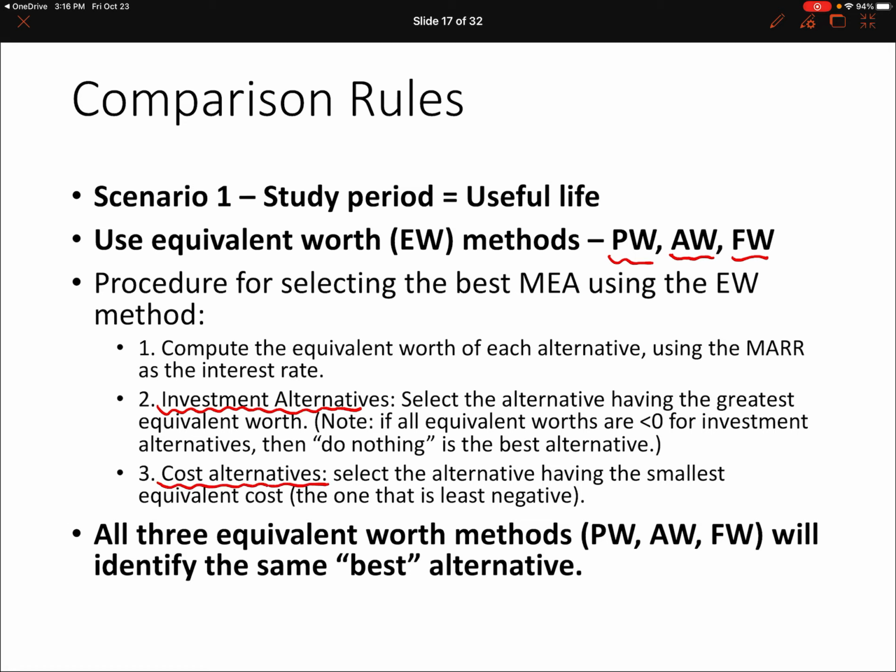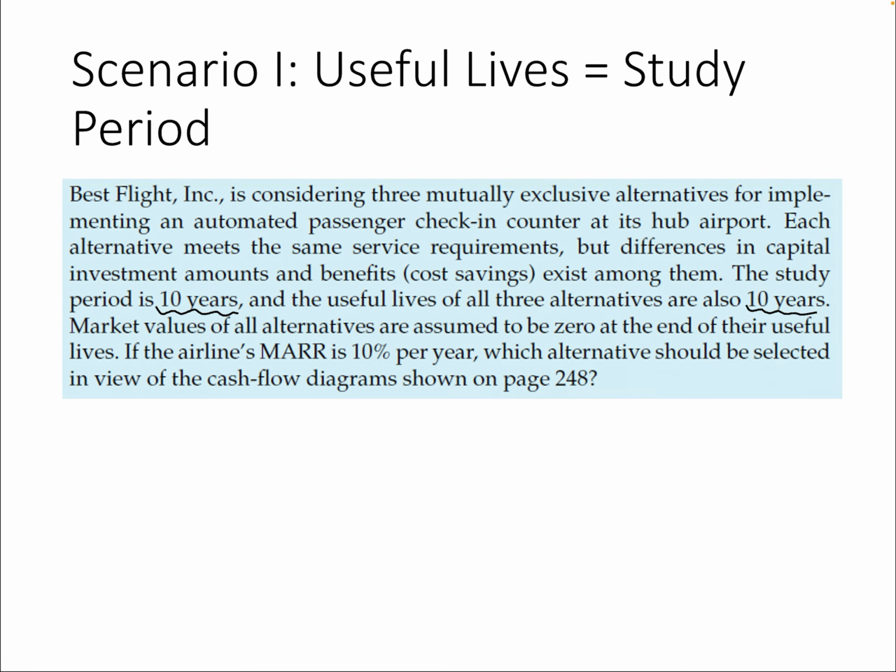If it's a cost alternative, which means your cash flows are all negative numbers, then you will find the least negative present worth or future worth or annual worth. That will be your better solution. Okay, but you don't need to calculate all the PW, AW, and FW at the same time. You just choose one, and any one of them will give you the same answer. For me, I usually use the present worth. Okay, that's just a personal preference. You can also use annual worth or future worth to compare.